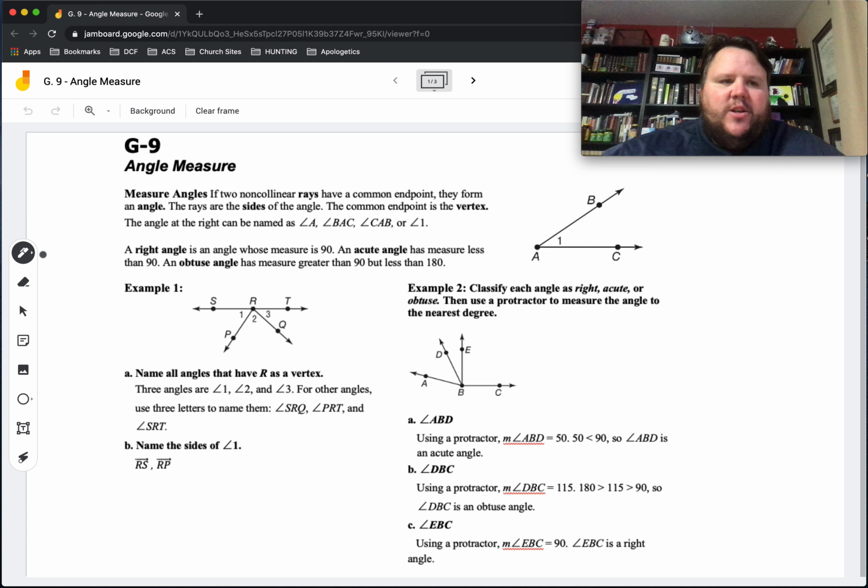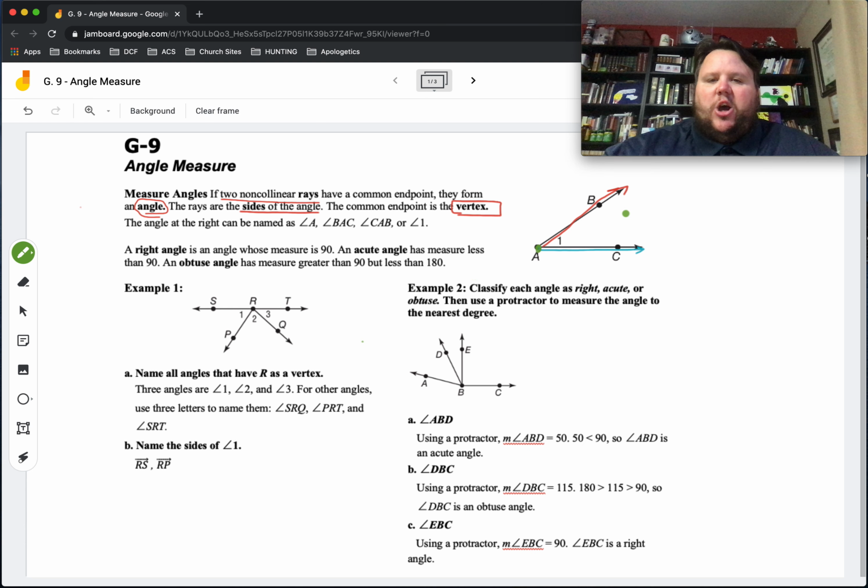So if two non-collinear rays have a common endpoint, they form an angle. So an angle is formed. The rays are the sides of the angle. The common endpoint is the vertex. So what we have is ray AB and ray AC. The sides of this angle are ray AB and ray AC, but the vertex is the point that connects them. So if you notice, they're connected at point A here.